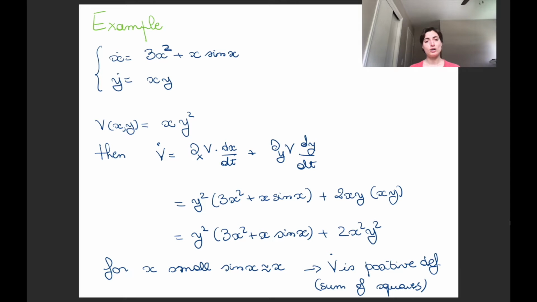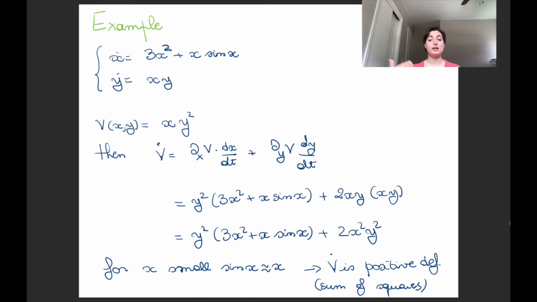So let's try using v equal to x y squared. If we use x y squared, then the derivative of v with respect to the system turns out to be y squared times, in parentheses, 3x squared plus x sine of x plus 2x squared y squared. Where x is small enough, that means we're close enough to our critical point 0, 0, then we can approximate sine of x by x.